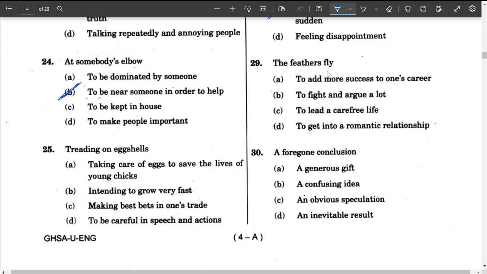Next, the feathers fly. What do you mean, the feathers fly? Feathers fly in the sense it is a rough kind of argument. To fight or argue a lot. That is the B option.